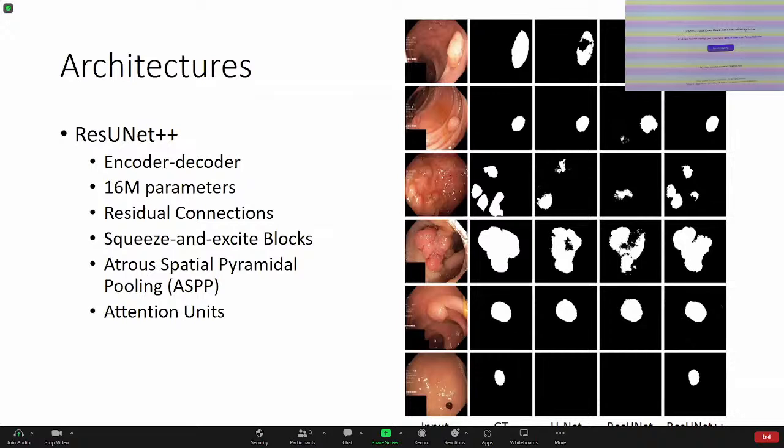Now, ResNet++, on the other hand, is the bigger brother of ResNet. It's the same as ResNet, a bit bigger, but it also introduces 3 exotic components: squeeze and excite blocks, atrous spatial pyramid pooling, and attention units. They are exotic, however, as you can see in the last row, ResNet++ performs well in that case, which is cherry-picked. However, UNet and ResNet do not.